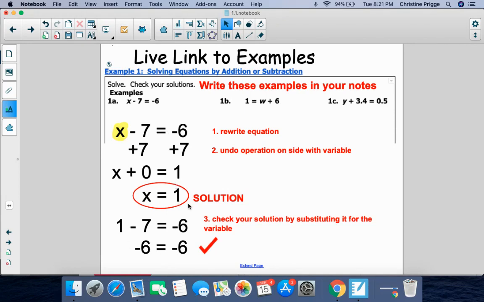So this is how you would solve the first example. You should rewrite the equation, undo the operation, then solve for the variable, and check your answer. Make sure you write this down. I'm going to go on to the next example, so you can stop the video here and write this down.